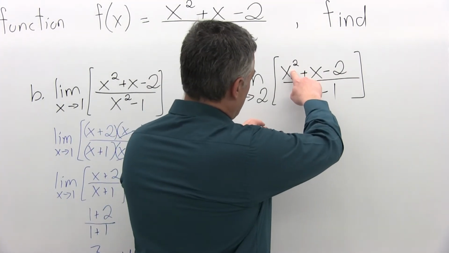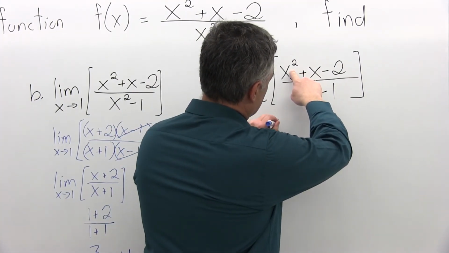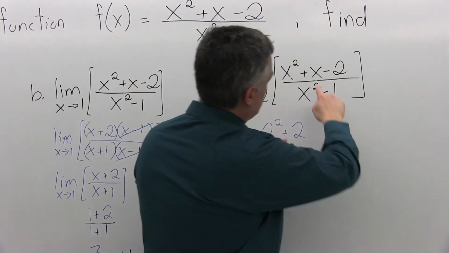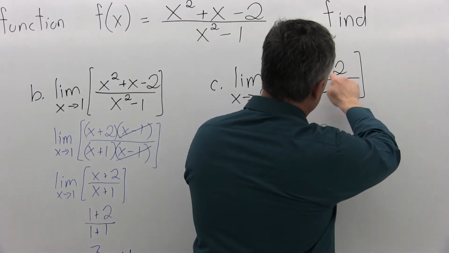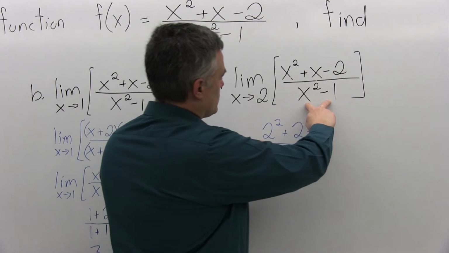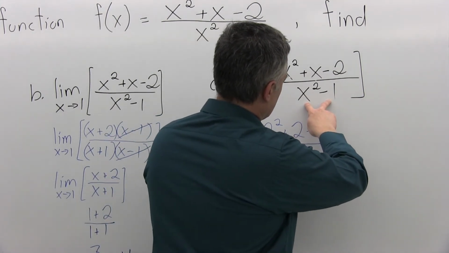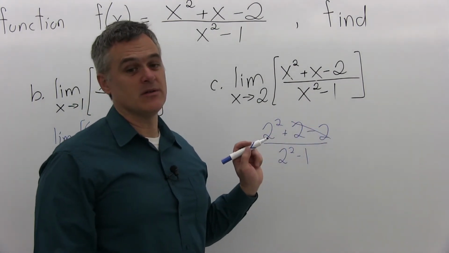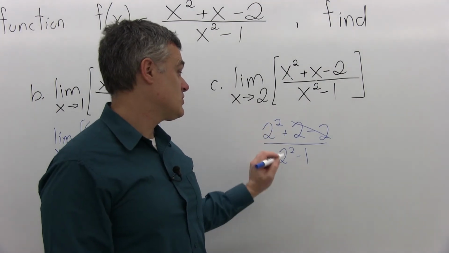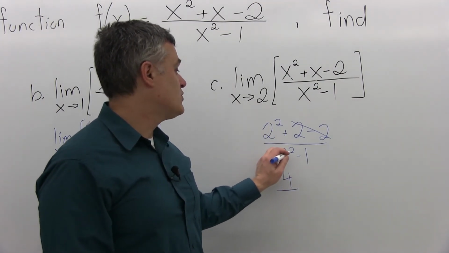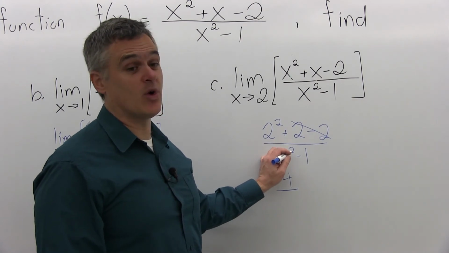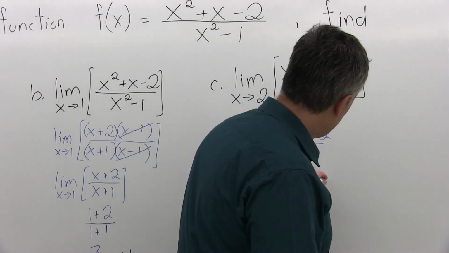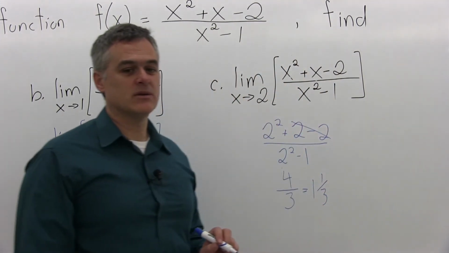So the numerator of my function, as I put in a 2 for x, the x squared becomes 2 squared. The plus x becomes plus 2. I have a minus 2. In the denominator, x squared minus 1 becomes 2 squared minus 1. And now I can just do the math for that. The 2 minus 2 at the end of the function, I can just cancel. So I have 2 squared, which is 4, over 2 squared minus 1. So 2 squared is 4. 4 minus 1 is 3. So I have 4/3, which could also be written as 1 1/3 if you like. It's the same thing. They're equivalent.